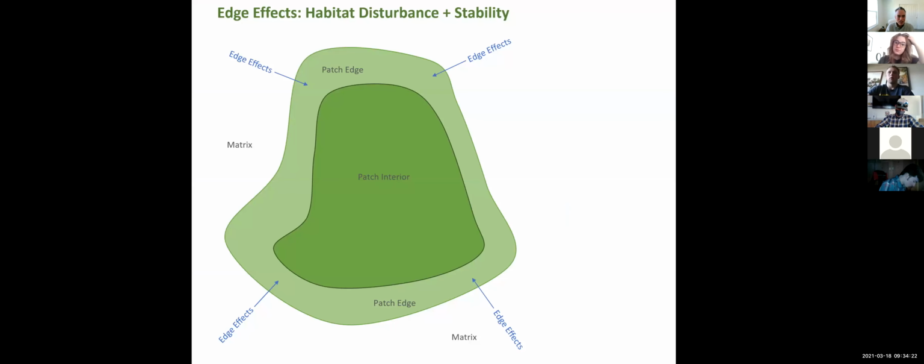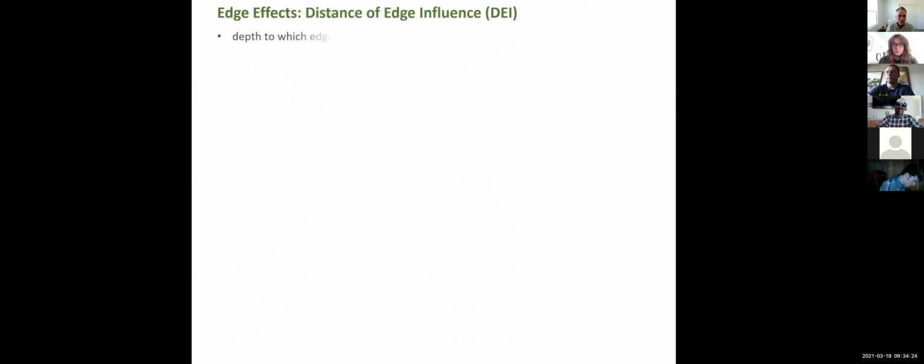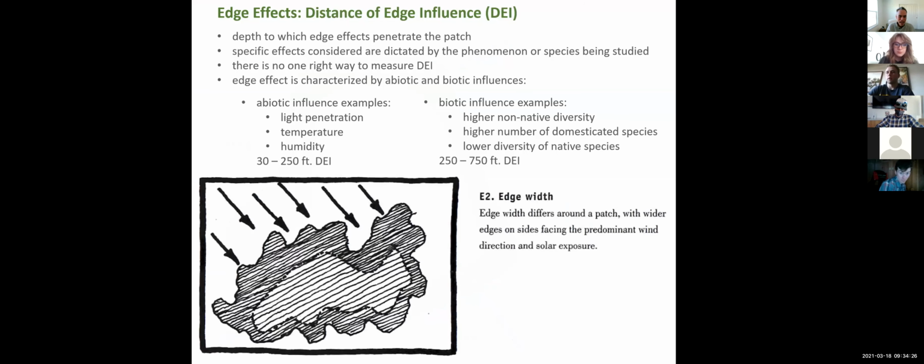And there was another concept that we talked about, if I go back here, right? So we talked about how edge effects influence the conditions on the edge of a patch. And then we also talked about the distance of edge influence, right? So I'll skip over that. Who wants to recap what the distance of edge influence is?